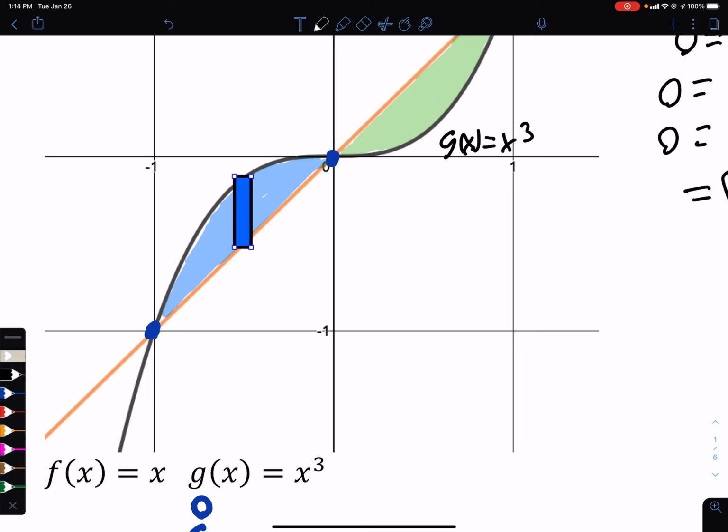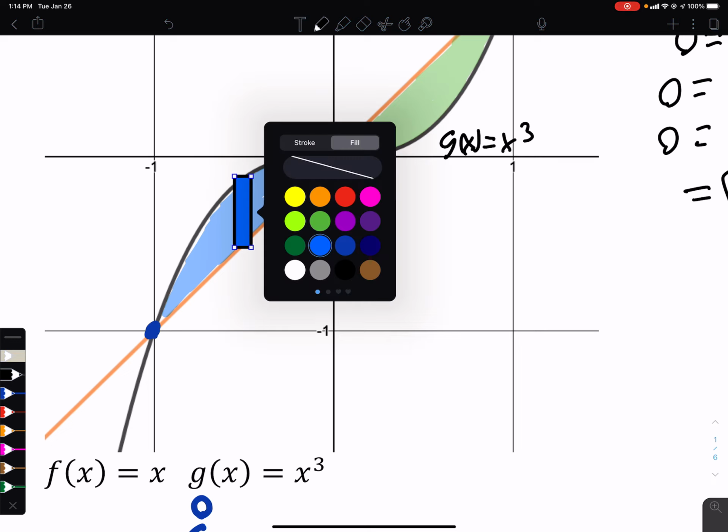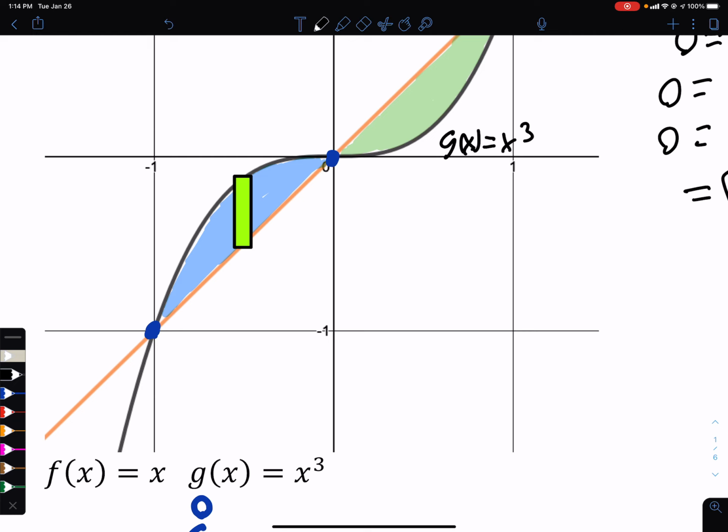I don't like blue. Let's fill it with lime. Lime's good. So what's going to be the height of that? It's going to be the bigger y value minus the smaller y value. I'll call this h1. The bigger y value is the black graph, which is x cubed, and the smaller y value is the gold graph, which is x. So there is my height.